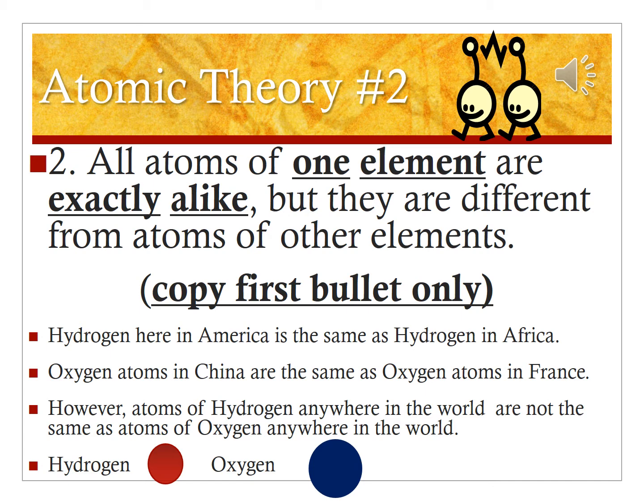So if you take a look down below, I gave you an example. This, of course, isn't a real atom, but let's pretend that the red one is hydrogen and the blue one is oxygen. As you can see, the colors differ, the sizes differ, therefore they are 2 different elements, 2 different atoms. However, if I had 2 hydrogen atoms, they would both be the same size, both be the same color. Think about that.